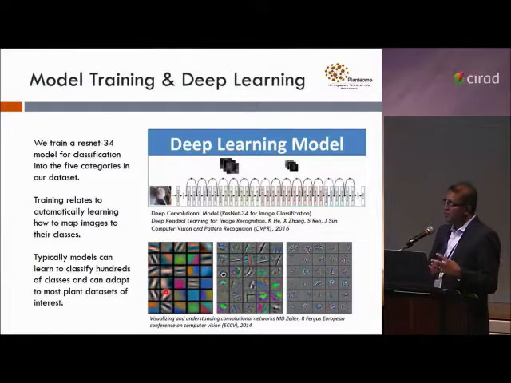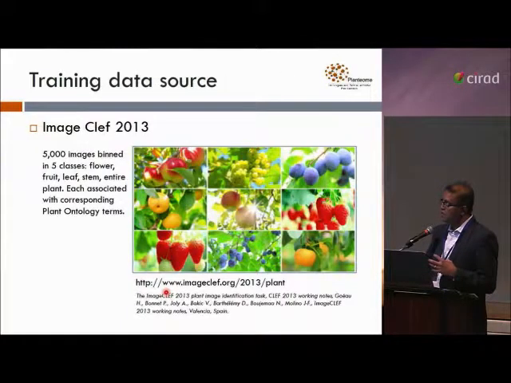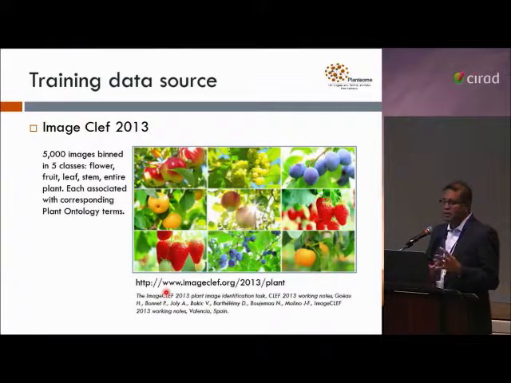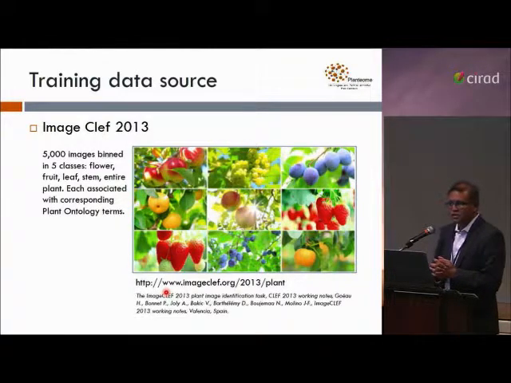And so in this case, for example, we used about 5,000 images to classify a flower, fruit, leaf, stem, and entire plant. Those were broadly annotated by ImageCLEF, and we used those to train our machine learning software. Then the next time a fruit comes in, we should be able to identify it. The accuracy came out to be about 95%.